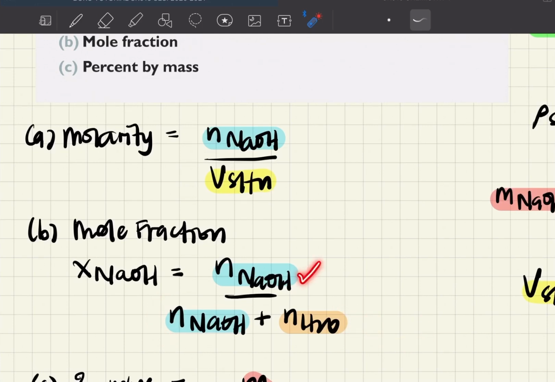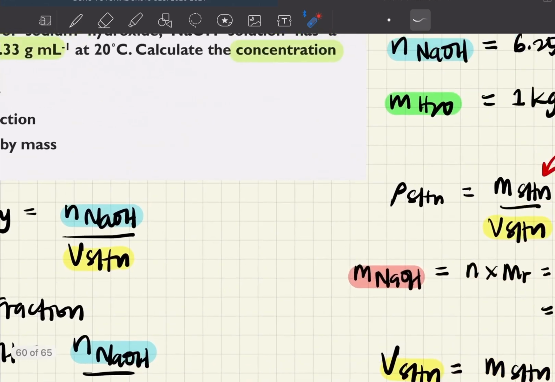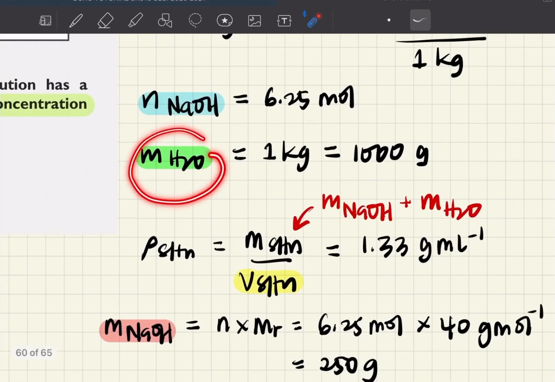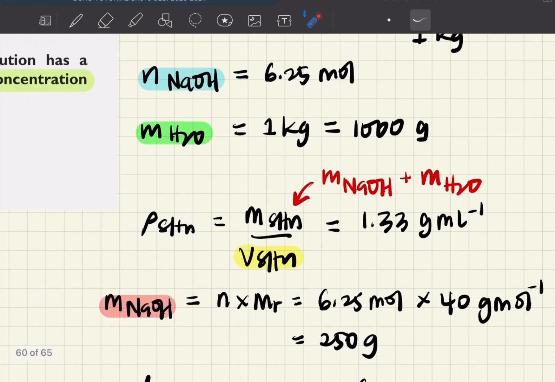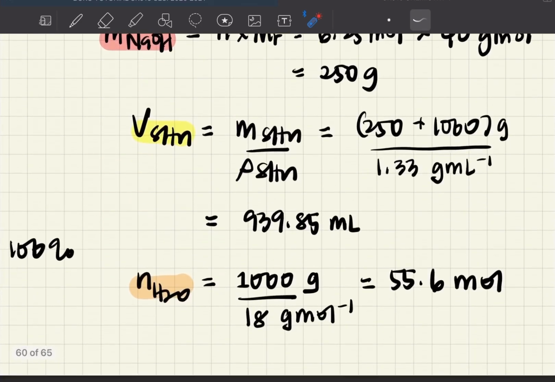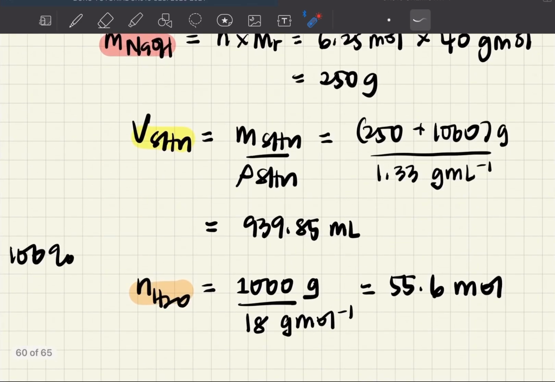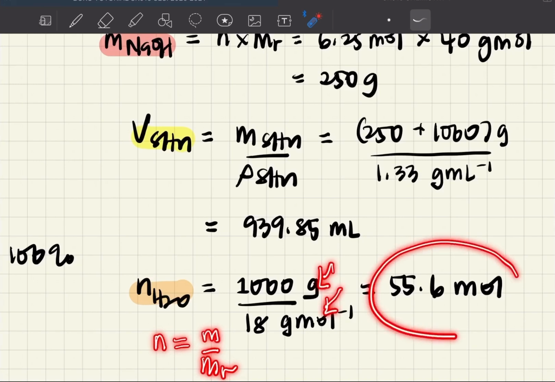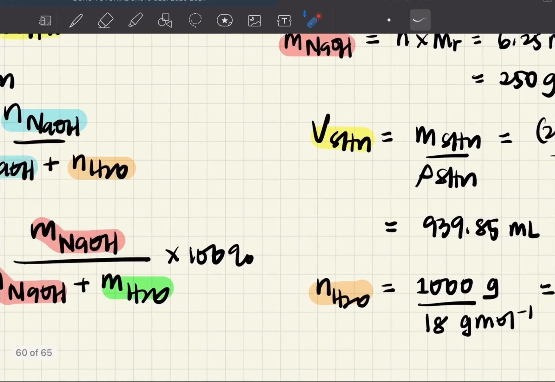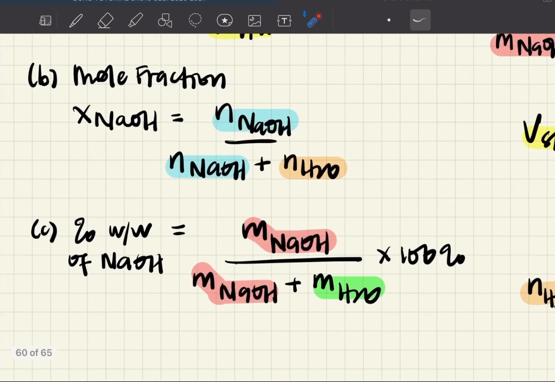So we have this, so now we have to find the mole of water. So just now we already have the mass of water. So according to my chemistry intuition, I can find the mole of water easily by using this formula, since mole equals to mass over molar mass. So just plug in your values and you will get the mole. Okay, so masukkan and you will get your mole fraction.